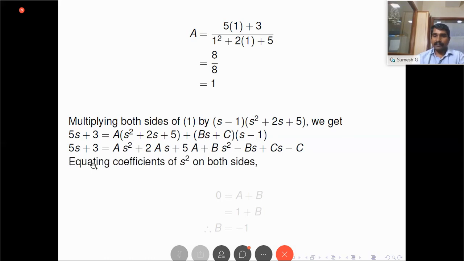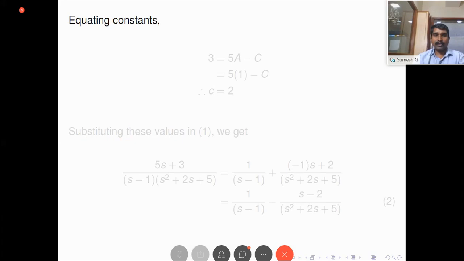We equate coefficients of s square on both sides. On the LHS, there is no term with s square, so its coefficient is 0. On the RHS, there are two terms, A plus B. So we have A plus B equal to 0. We already found the value of A equal to 1. It gives B equal to minus 1. We equate constants on both sides. From this relation, we obtain the value of C as 2.